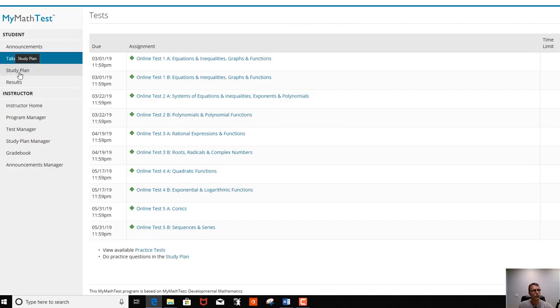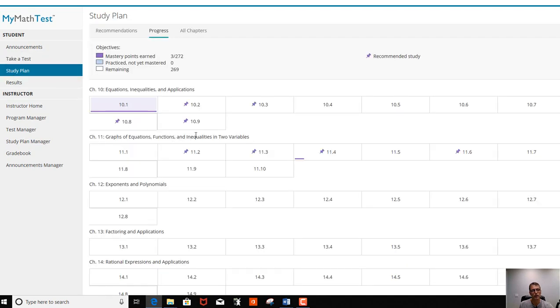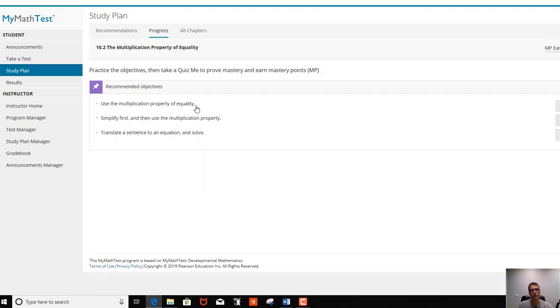On the left side, also it says study plan. Study plan gets generated after a test is taken. Otherwise, it won't be there. So my study plan has been generated for me as a result of taking a test, and the pin represents what I have to work on. So if I pick one of them, then it gives me two choices, practice and then quiz me.